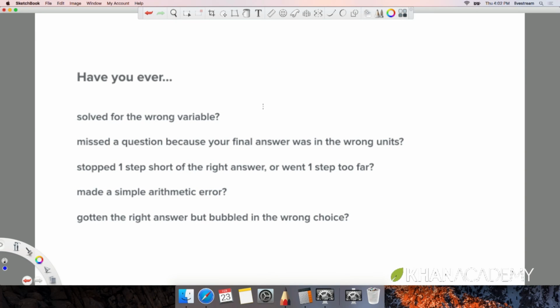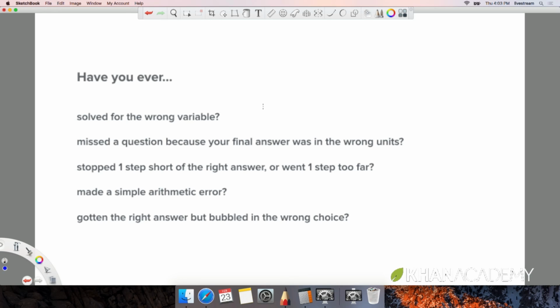So why are we talking about careless mistakes? Let me know if any of these questions sound familiar to you. Have you ever solved for the wrong variable in an SAT Math question? Or maybe you missed a question because your final answer was in the wrong units? Or maybe you were working through a problem and you stopped one step short of the right answer. You were almost there, but not quite.